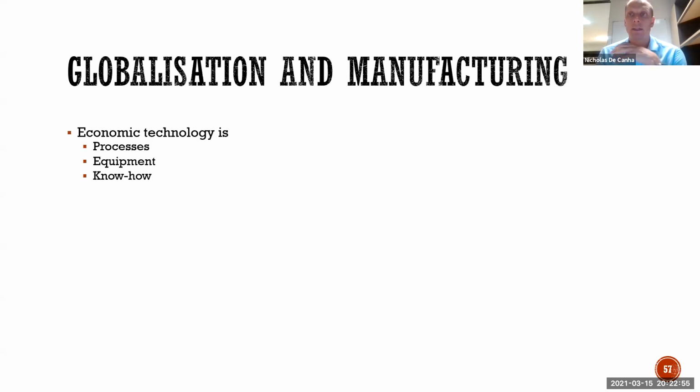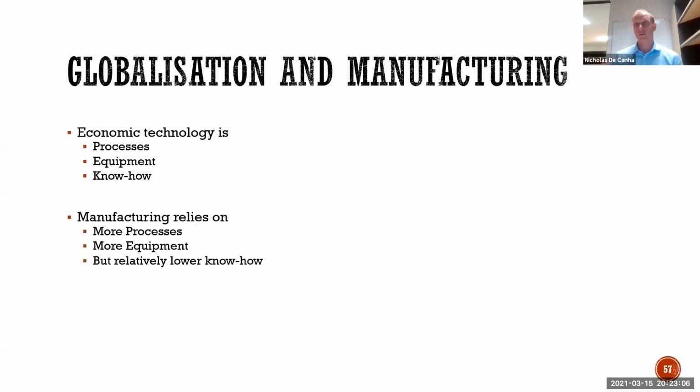So we've just spoken about, there's three things. You can have your processes, which you can write down. You can have your actual equipment, which you can build and ship. And there's know-how, which is difficult to move. Manufacturing works and is a very strong component of technology transfer, because it's got lots of process, it's got lots of equipment, and relatively little know-how. It's not no know-how. We made the point about the Japanese plant in North America, but it's less than the other two components.